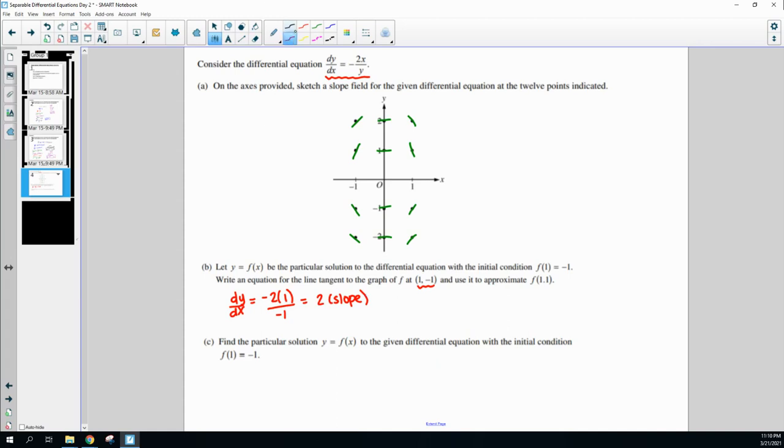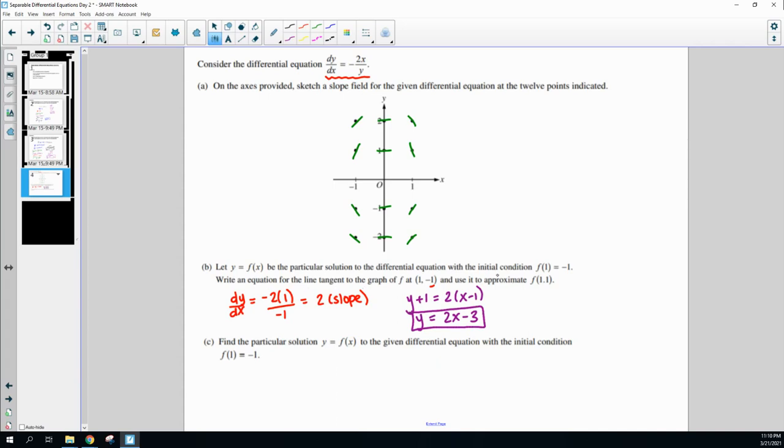Once I know my slope, I can write the equation of the line. Point-slope form: y minus the y, so since it's -1, we'll get +1, equals the slope of 2 times x minus the x value. So we could leave this as our answer if we want to. This would be y equals 2x, and then -2 minus 1, so -3. Okay, so this would be the equation, great.